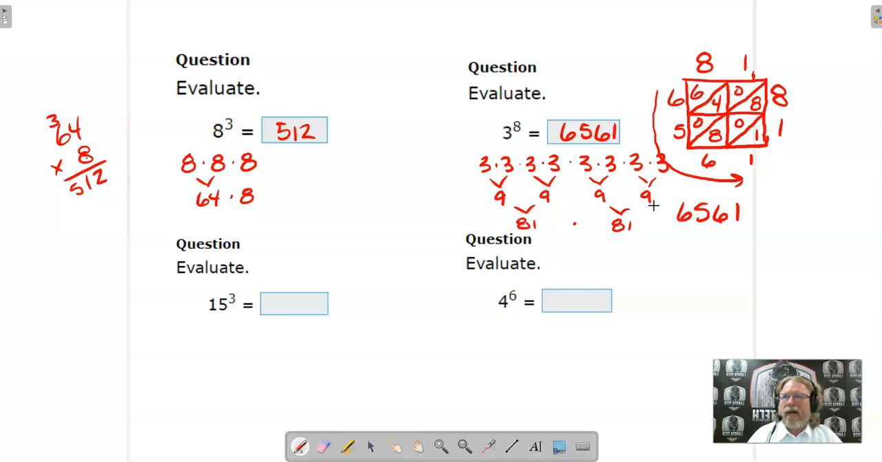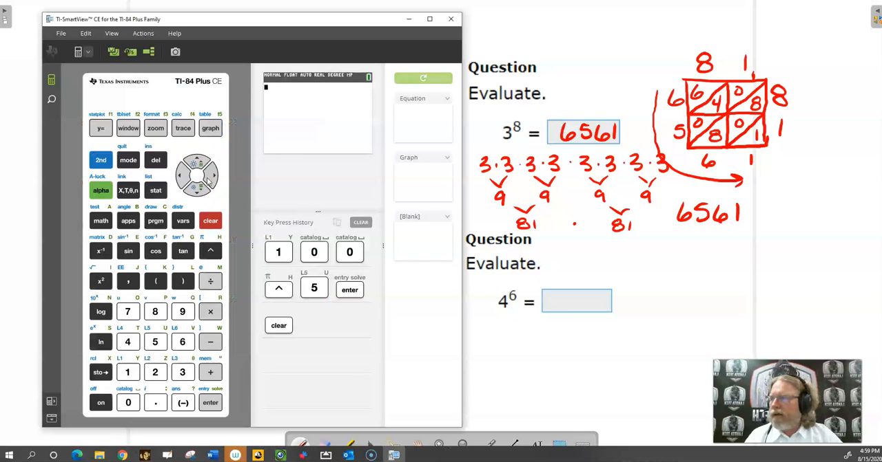Let me grab my calculator. So here I have my graphing calculator here, and it's the computer version of it. So I'm going to go ahead and do this 3 to the 8th power. So I'm going to press 3. You'll see it come up here on my screen. Also, I have a key press history here.